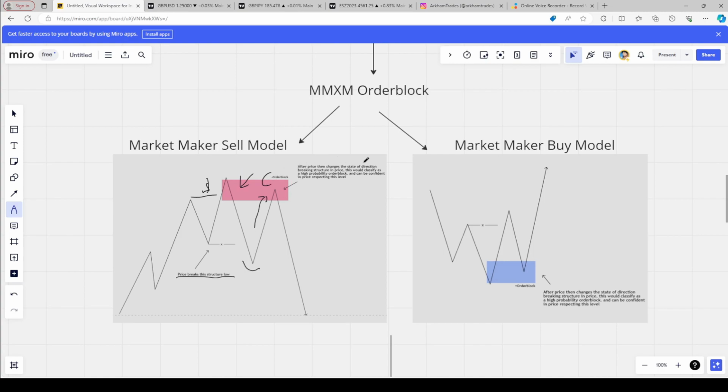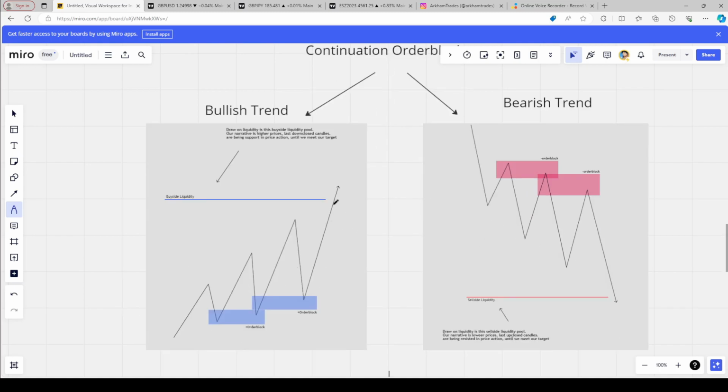After price changes the state of direction, breaking structure, this would classify as a high probability order block, and we can be confident in price respecting this level. So price comes back into this order block, and then the rest is history. Same thing for the market maker buy model, but reversed. Price takes out this liquidity, breaks structure to the upside, pulls back into this last down close candle, then we see higher prices. This is the market maker X model order block. This could be your model. Tons of people have this as their model. Great trade.